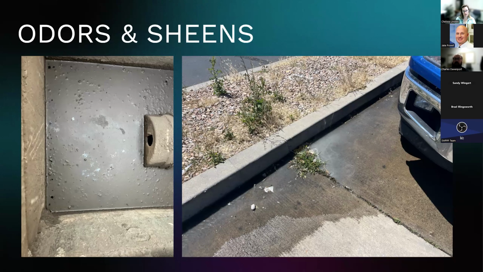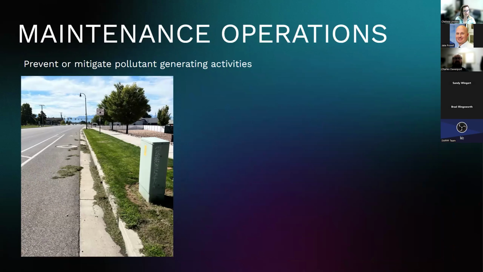Sheens, such as oil sheen or this milky stuff, are reason to talk to employees or look around the site and see where that's coming from, so you're not stinky. And then lastly is maintenance operations. Whether that's your property managers or yourself doing the maintenance, be aware of how you can reduce pollutants going onto impervious surfaces.